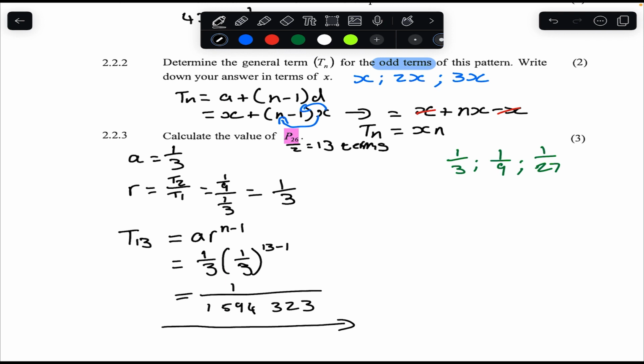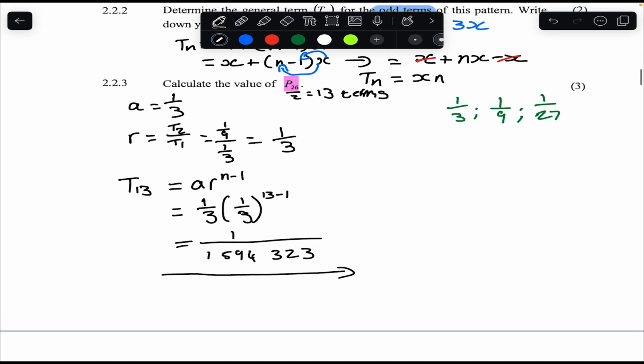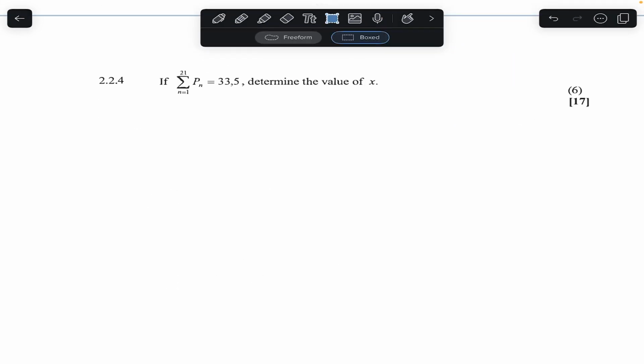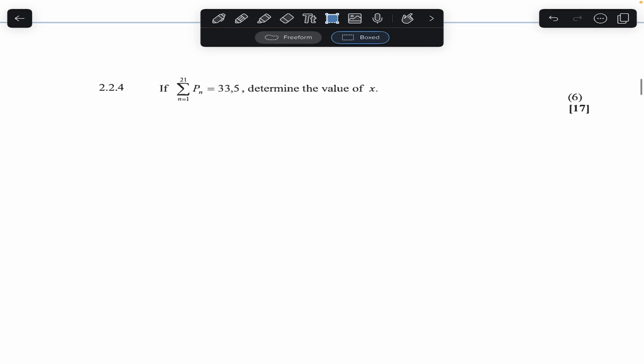Okay, so the key thing for this question was that you needed to note that I'm working with 13 terms, so every second term on my even scale, and then I need to go and calculate my A value and my R value. Now, if we look at 2.2.4, we can see that the sum of 21 terms, Pn, is equal to 33.5. Then they ask to determine the value of x.